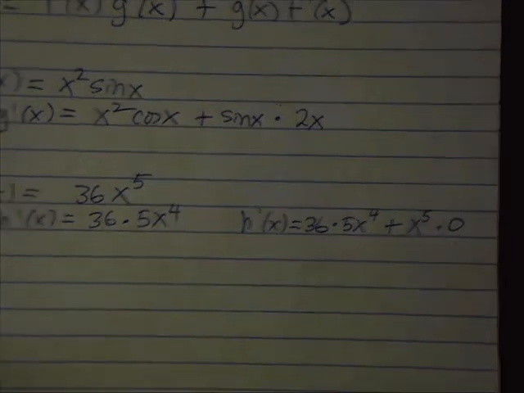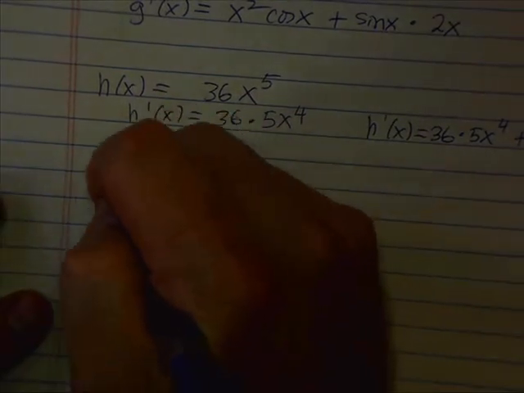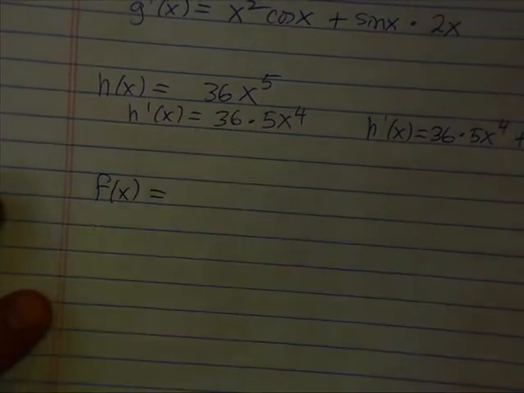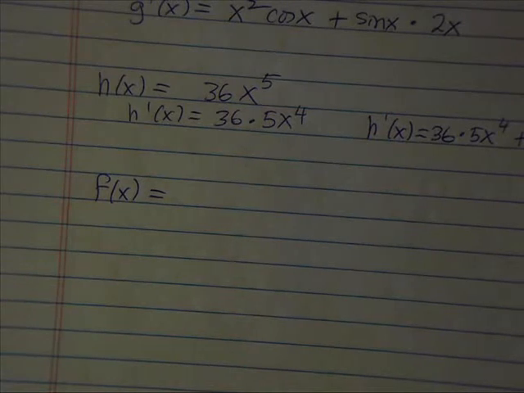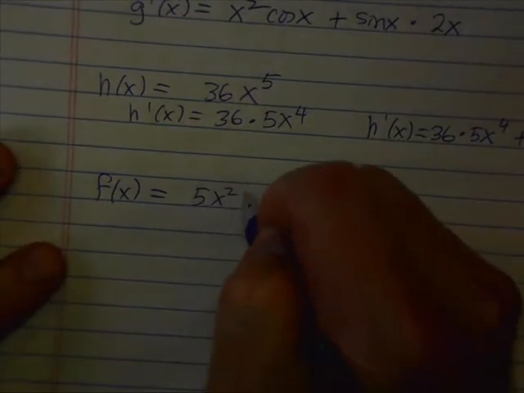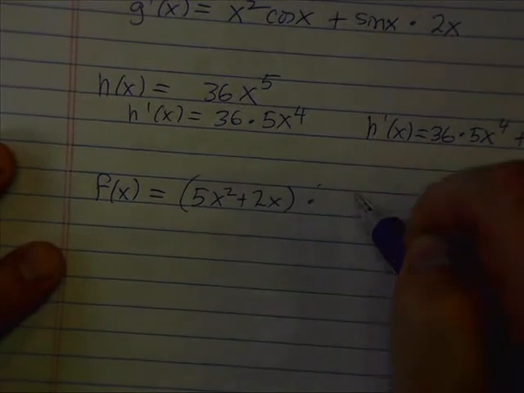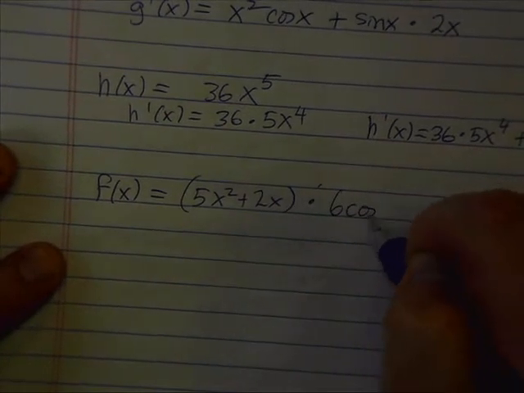It does take longer. I agree with that. All right, let's do one more with the product rule, and then we'll talk about the quotient rule. So let's see. f of x is, how about, I don't know. Anybody got a good product? 5x squared plus 2x times 6 cosine x.